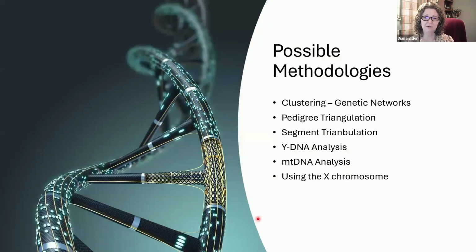So here's just an example of some of the methodologies you might be writing about. You might be writing about clustering, genetic networks, pedigree triangulation, segment triangulation, Y-DNA analysis, mitochondrial DNA analysis, or using the X chromosome. And there are others that perhaps you might have used, maybe some other tools or third party tools that are helping you with some of these. So you will just pick the ones that are the best.